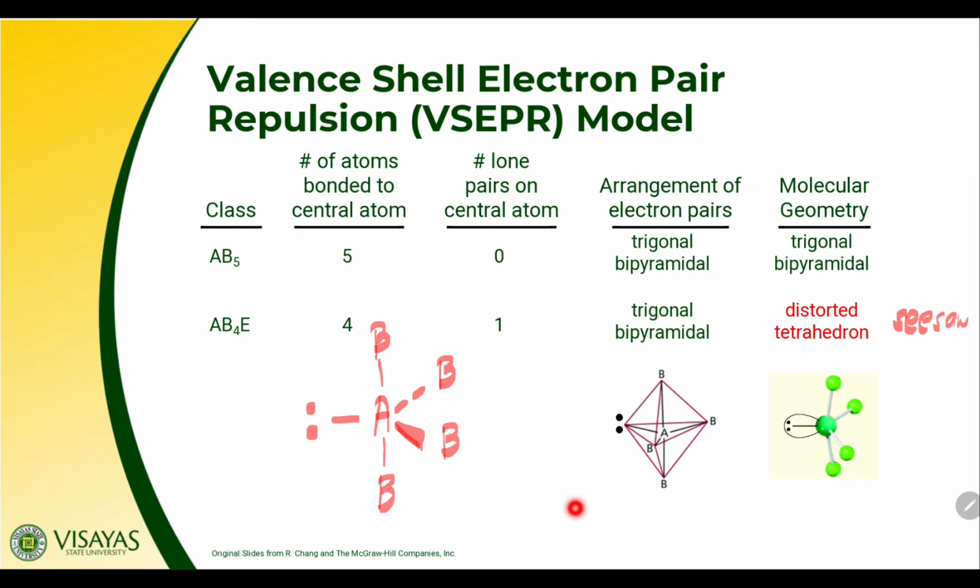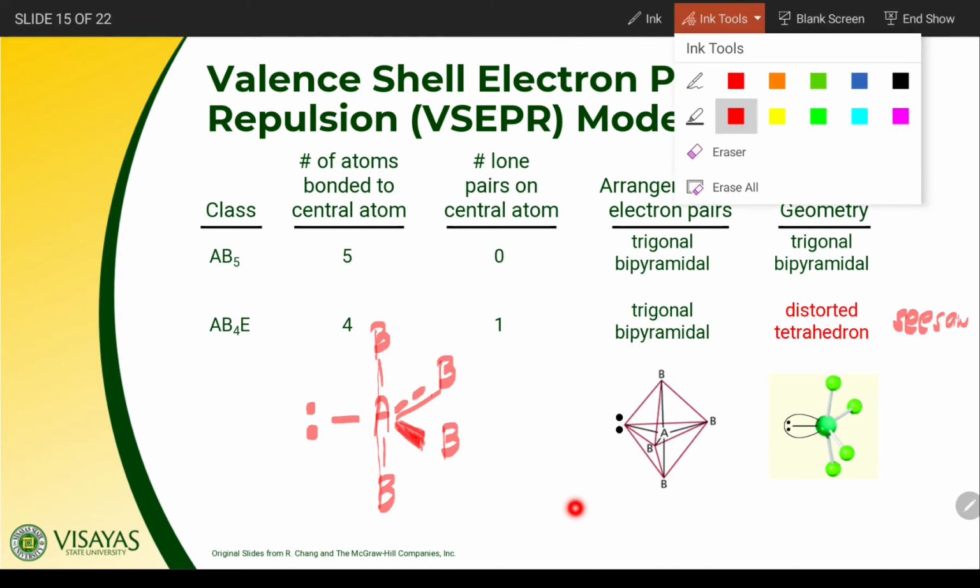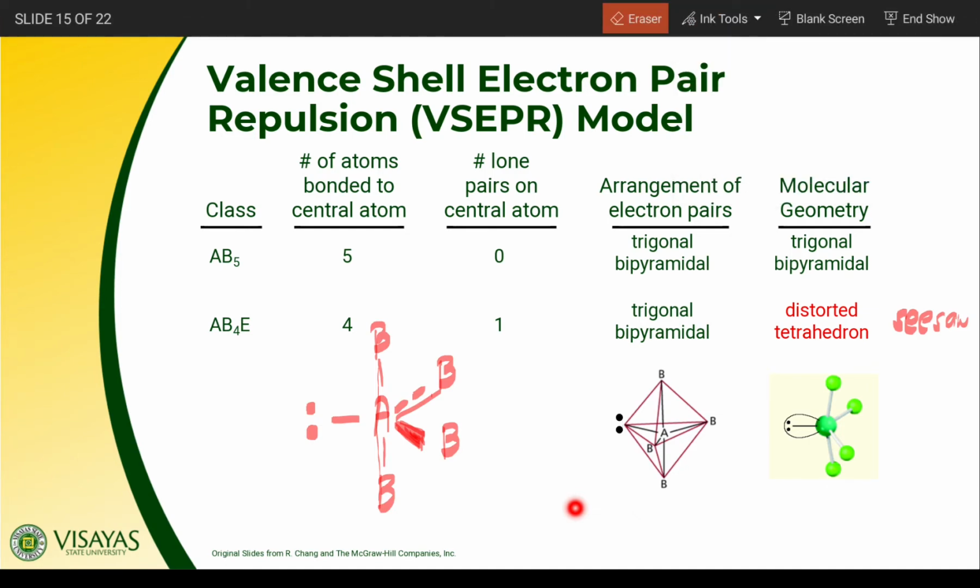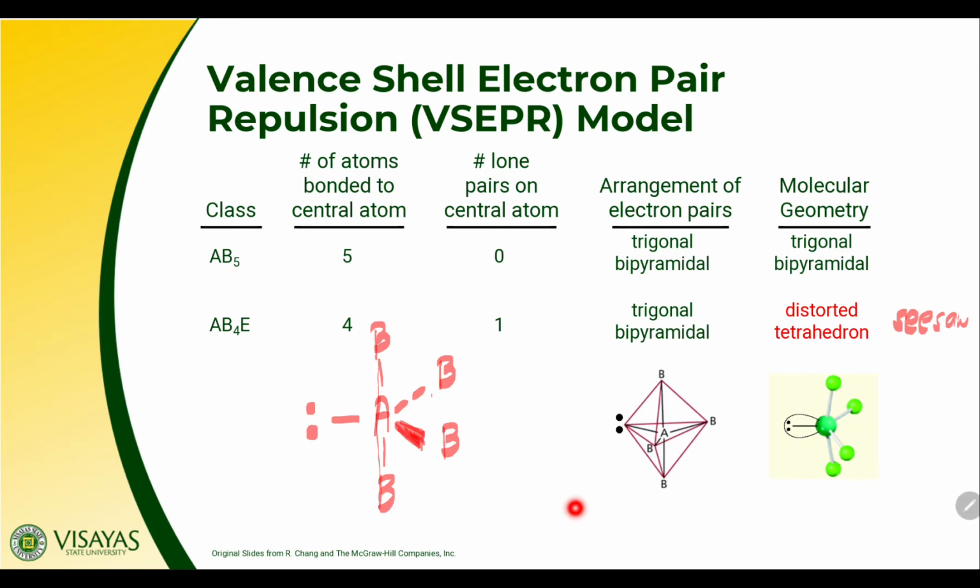Okay, if you have observed, this is like a seesaw, no? So this is where you sit here, no? And this is our fulcrum, no? So this is the side of the fulcrum at the back, and this one is the side projected to the front. Okay, so this is how you draw a distorted tetrahedron or an AB4E class.